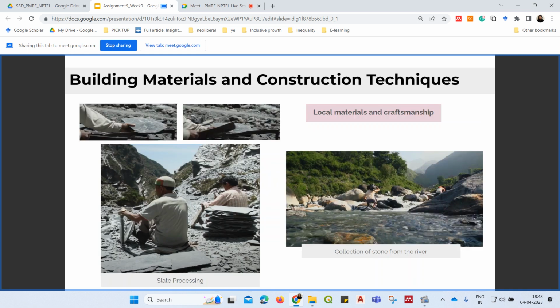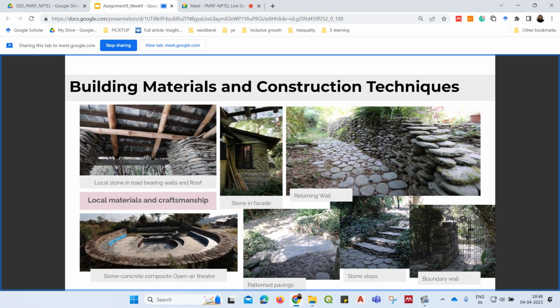So what she does is that she uses building materials and construction techniques which are local in nature. Like you can see this is the slate processing, which is a part of the building materials she uses. So slate is an important or common building material which is used in the construction of roofs and walls of that area. And then you can see this is a stone collection from the river nearby. So stone is collected from several seasonal rivers in and around that area, and then this stone is also used in the construction of the contractor's buildings.